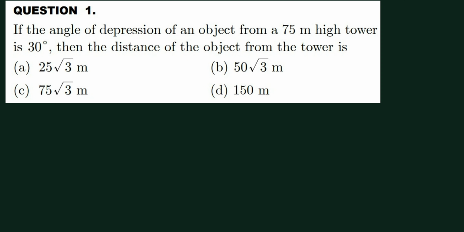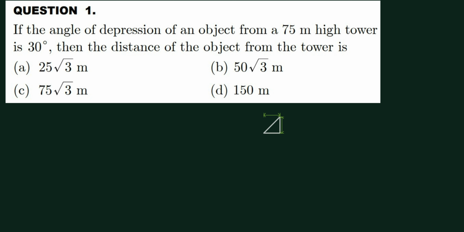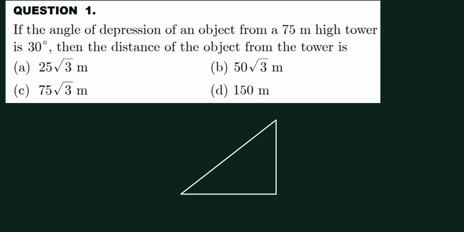The angle of depression of an object from a 75-meter high tower is 30 degrees. Then the distance of the object from the tower is, we need to find this. Okay. So first, let us say this is a triangle ABC. Let us say AB is the height of the tower.